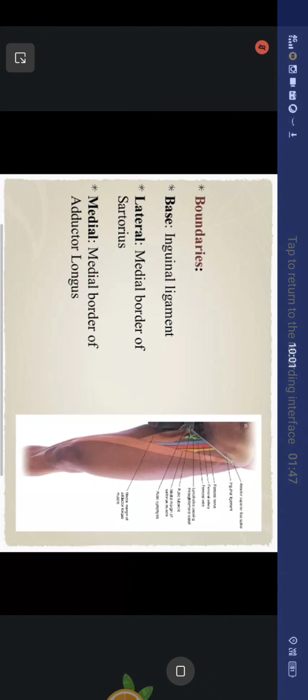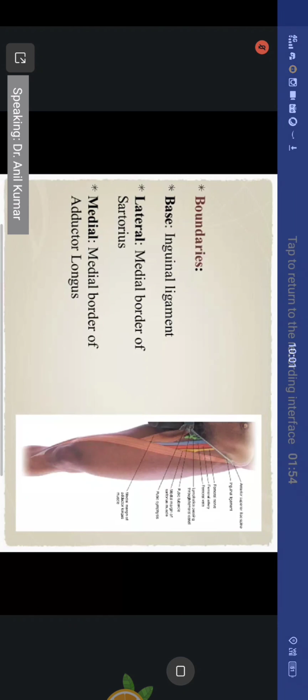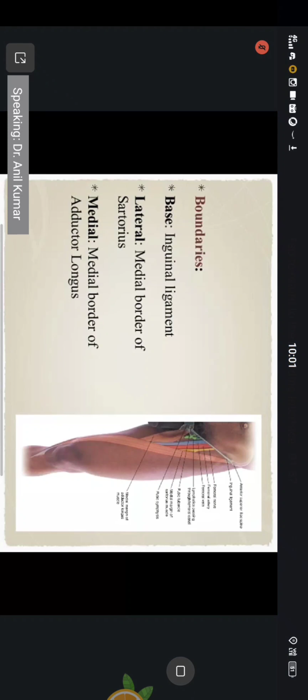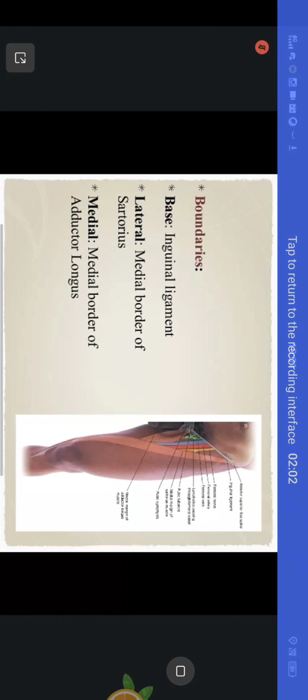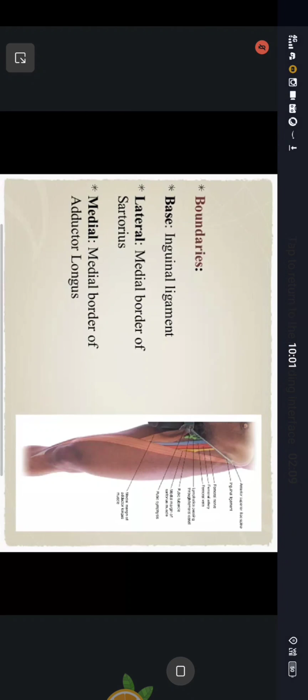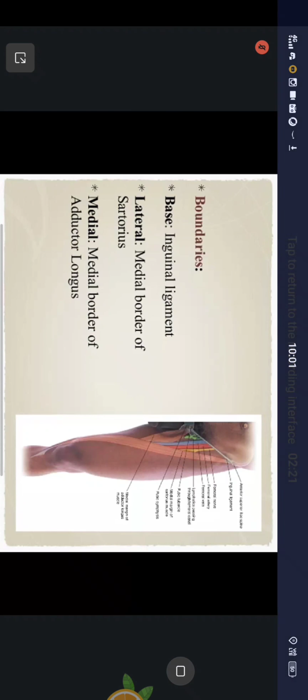Because it is a triangular space, it has an apex which is pointed, and a base which is broader. Like that, a medial boundary and a lateral boundary. The base is formed by the inguinal ligament in the upper part. The lateral boundary is formed by the medial border of sartorius. And the medial boundary is formed by the medial border of adductor longus.